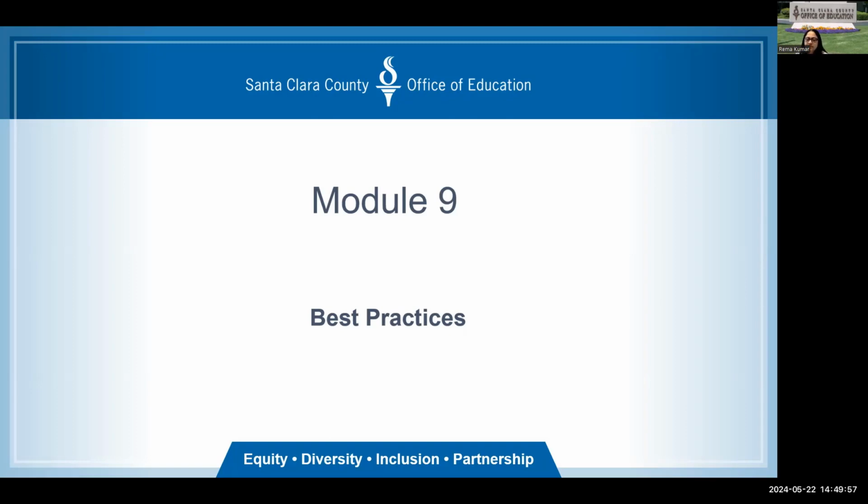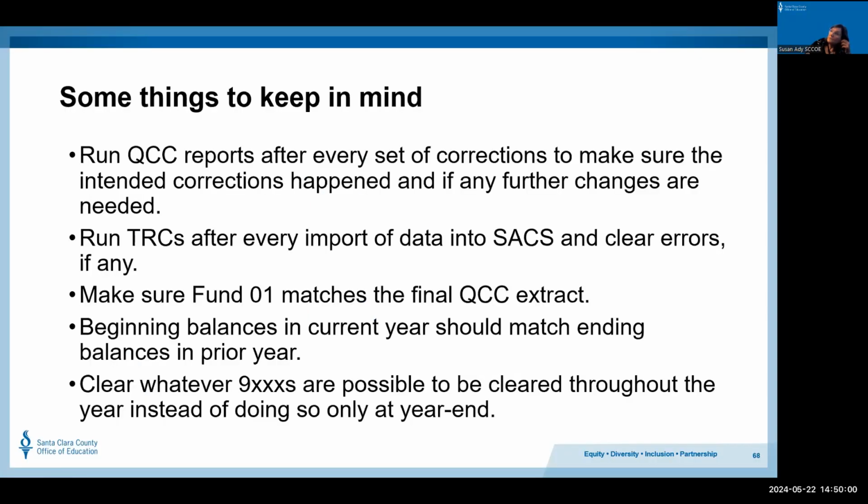Next slide, please. So most of you must already be doing these things, so they're not new to you, I guess. And this is not a very comprehensive list. It just has a few that came to our mind. So you have to run QCC reports after every set of corrections you make. And then when you do that, make sure that whatever corrections you wanted has happened in it, and whether any further changes are needed. And then when you run those QCC reports and do an import, make sure you do the TRCs also. You run your TRCs and fix the errors if any have come up.